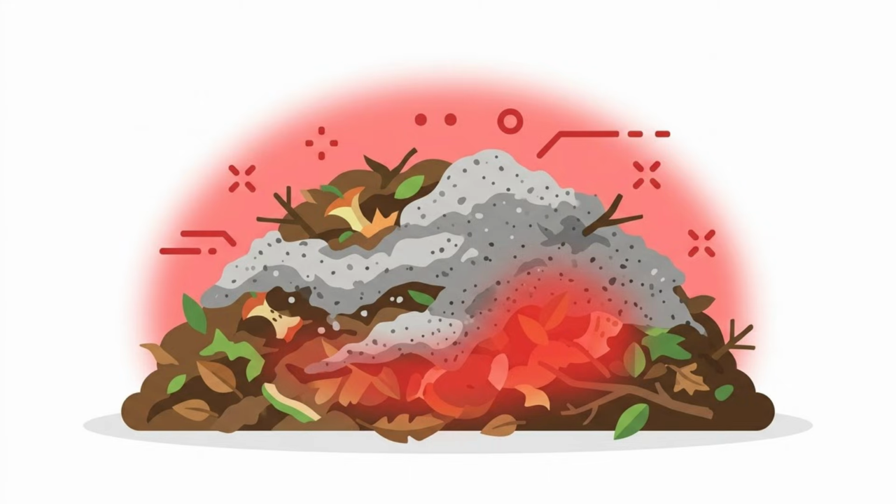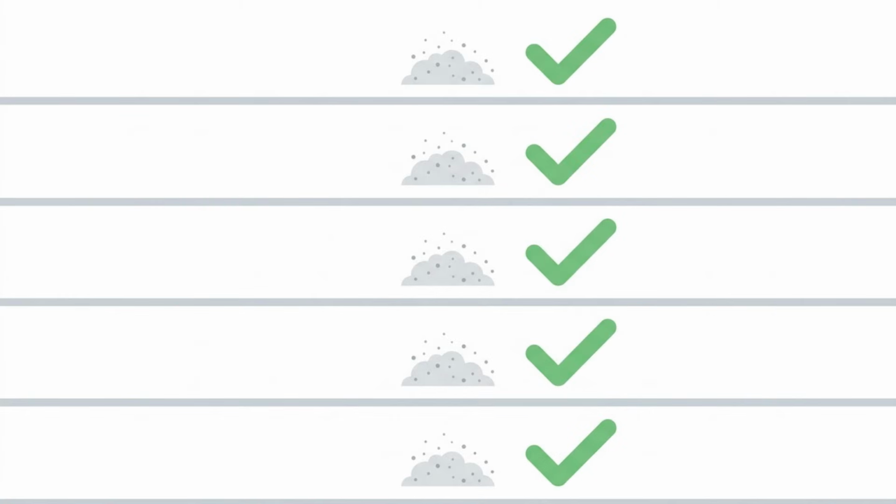A heavy layer of ash can make the pile too alkaline and slow the bacterial activity you are trying to encourage. A light dusting with each layer is the correct amount.